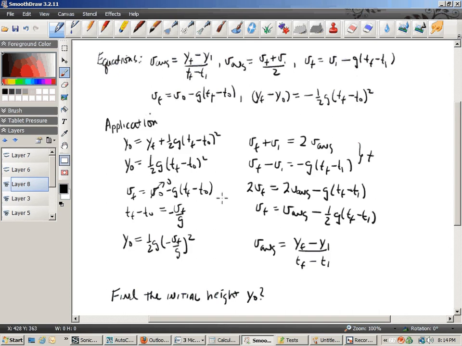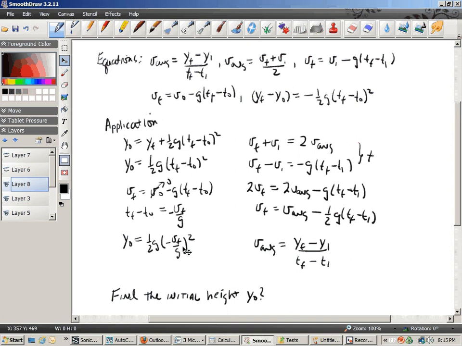Solving for the equation, the first thing I write down is this equation right here, simply because it has our unknown in the equation. And yf is 0, so I can write it in this form. Now, I need tf minus t0. Well, I have an equation that gives me tf minus t0 right here. And solving for tf minus t0, I get it in terms of the final velocity over the acceleration due to gravity, which I'm going to plug right into my y0 equation.